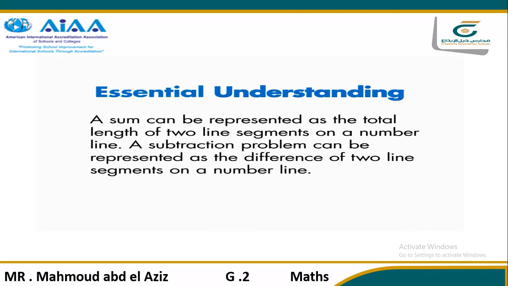The essential understanding for this lesson is, a sum can be represented as the total length of two line segments on a number line. A subtraction problem can be represented as the difference of two line segments on a number line. Previously, students used jumps on a number line to add and subtract numbers. In this lesson, students use arrow lines above a number line to add and subtract one-digit and two-digit numbers.